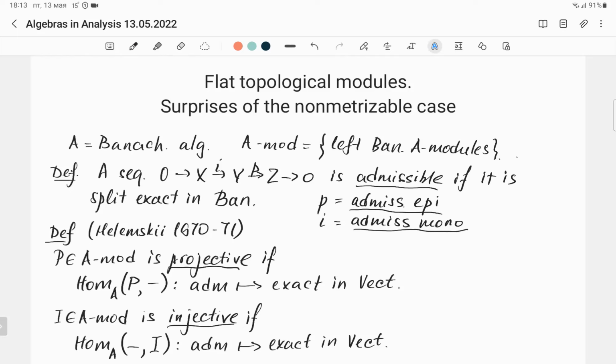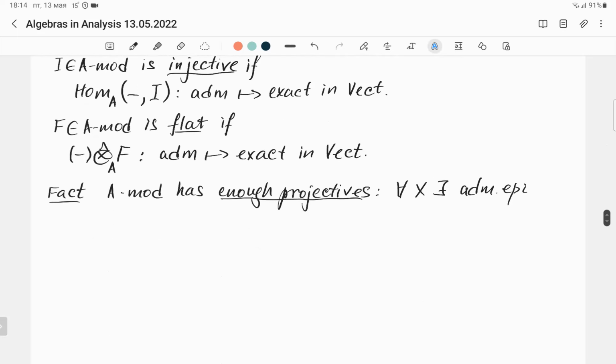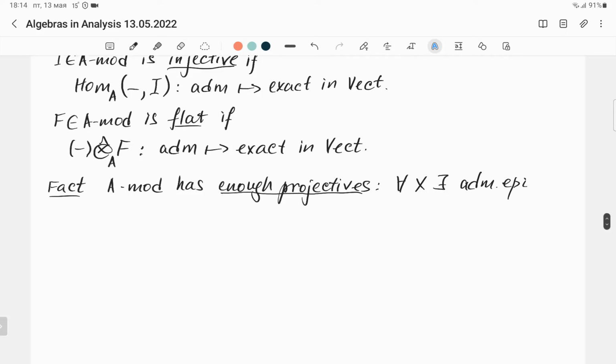Okay, let's now come back to this important fact about the category of Banach modules. So it has enough projectives in the sense that for each Banach module X, there exists an admissible epimorphism from a projective Banach module P onto X. And also it is known that this category has enough injectives.